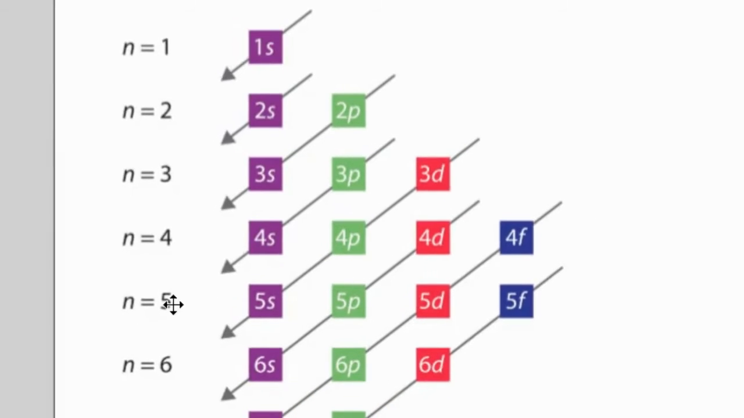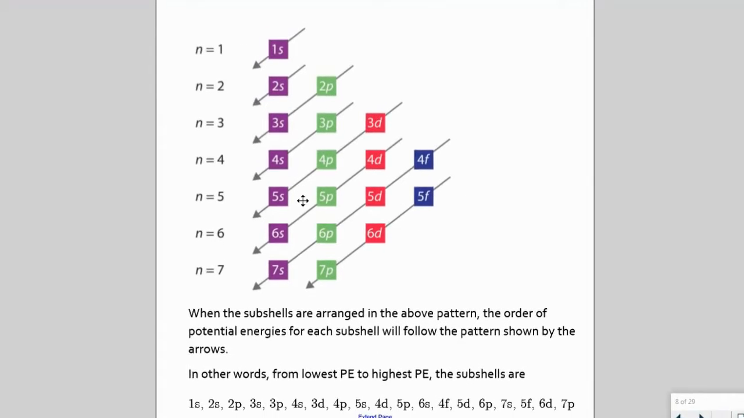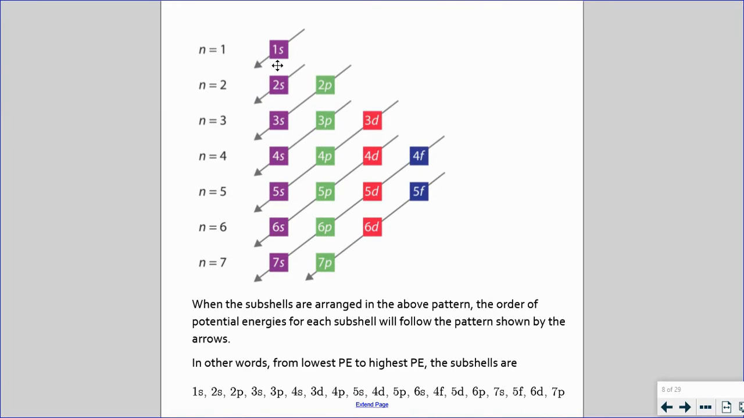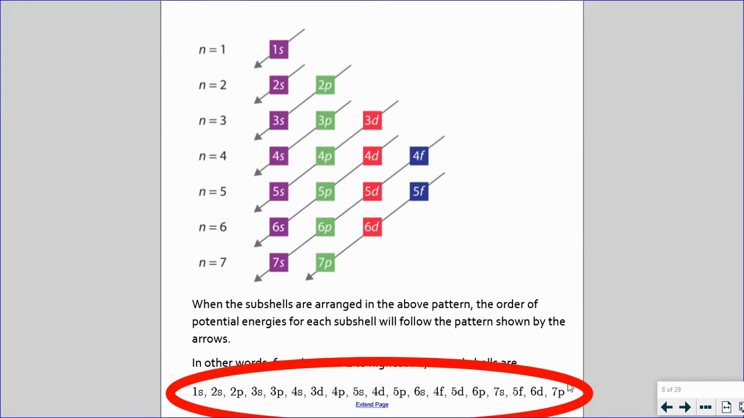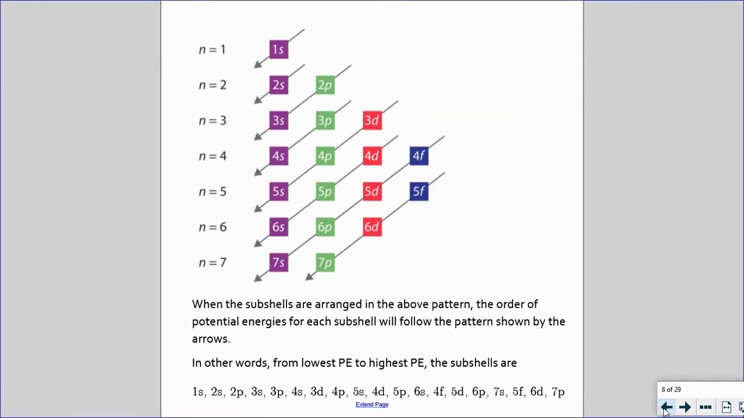The energy levels and the orbitals can be arranged in this particular pattern. The arrows show the order in which the orbitals will be filled when you're filling up an atom with electrons. On the bottom here, we have listed the order from lowest potential energy to highest potential energy for each of the subshells. On the periodic table, we see that the subshells exist in this pattern. This coincides with the diagram that we just saw.